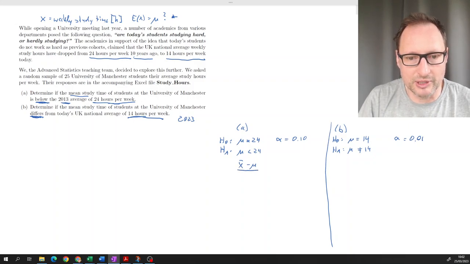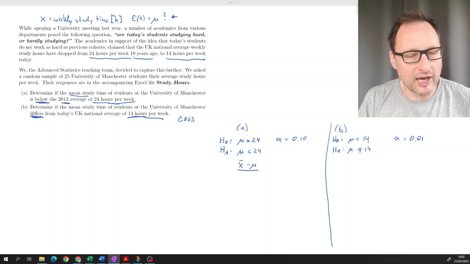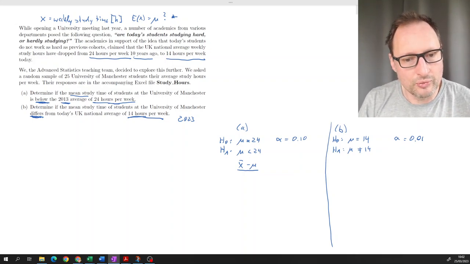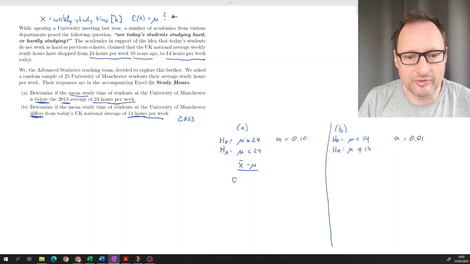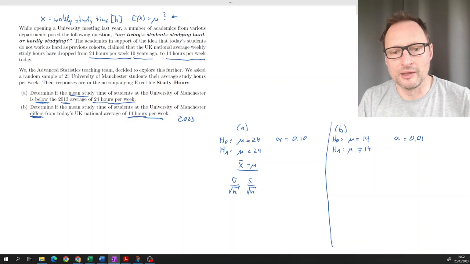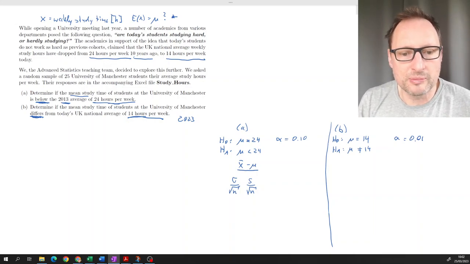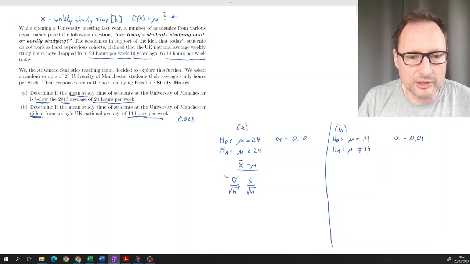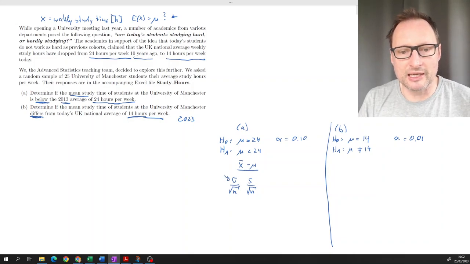So that will be that 24 in a moment, divided by the standard error of the sample mean. Now, there are two ways to calculate that. Either sigma, the population standard deviation, divided by square root n, or s, the sample standard deviation, divided by square root n. Which of these two you use depends on what information you have. So the question is, in particular, do you know what the population standard deviation is?